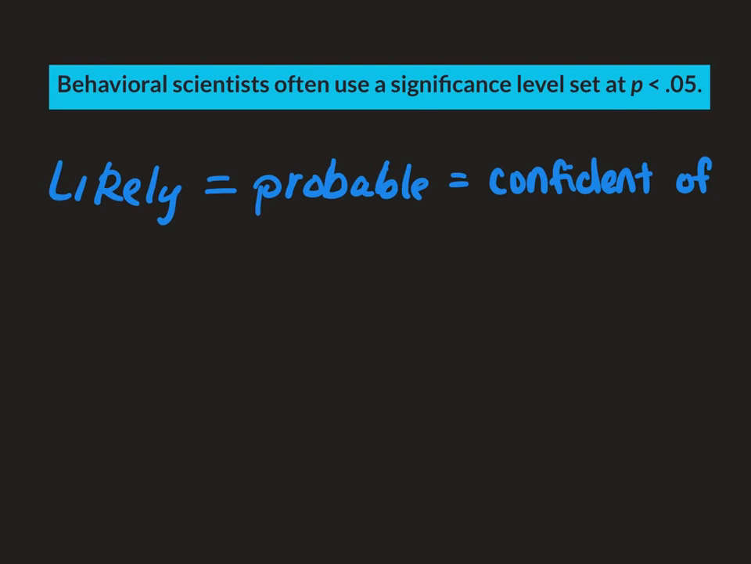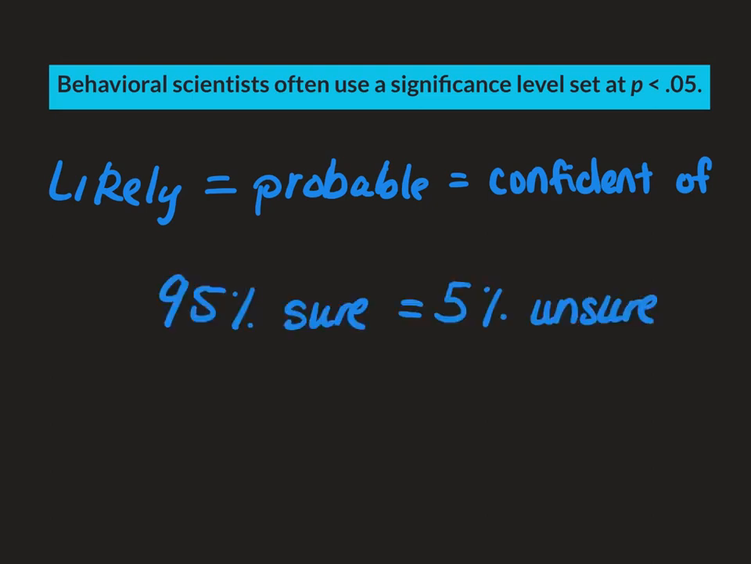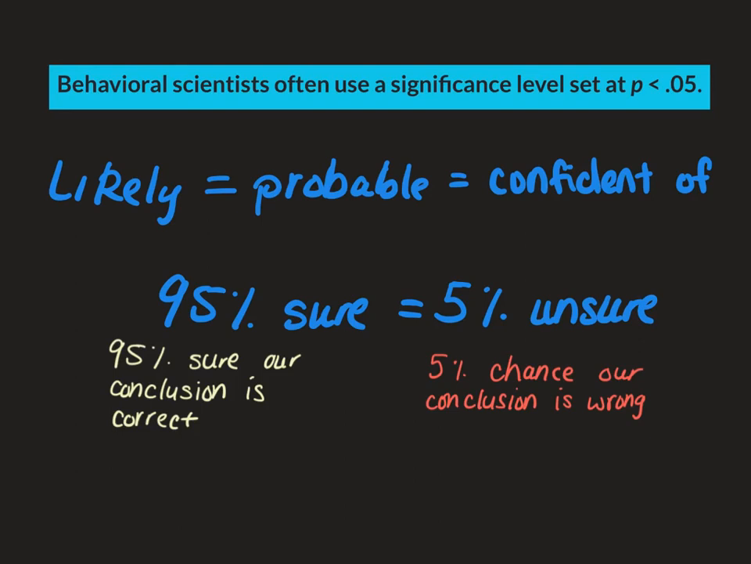When we say we are 95% sure of our result, we are also saying that we are 5% unsure. Another way of thinking about this is if I say I'm 95% sure that my hypothesis is correct, I'm saying I'm 95% sure I'm not making a type 1 error. That also leaves open up to 5% chance that I'm wrong. So whenever I say I'm 95% sure that my hypothesis is correct, I'm also saying there's a 5% chance that I'm making a type 1 error.